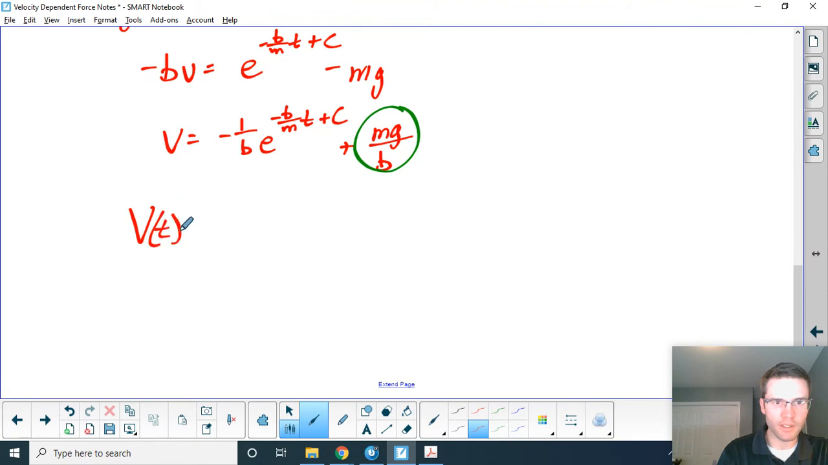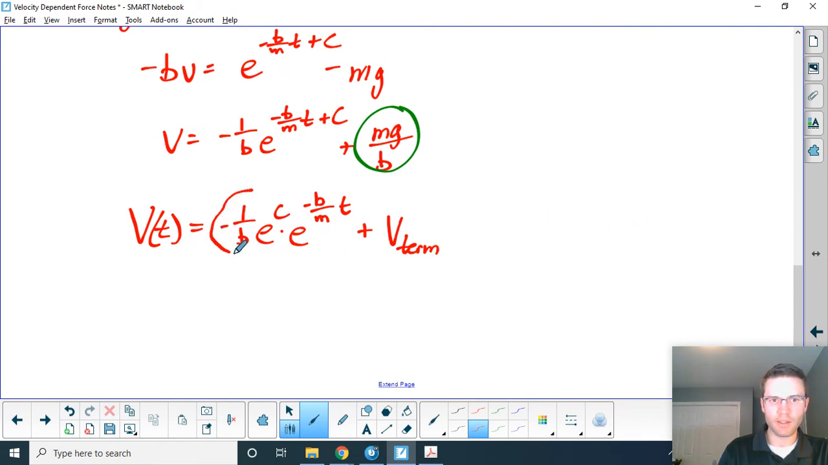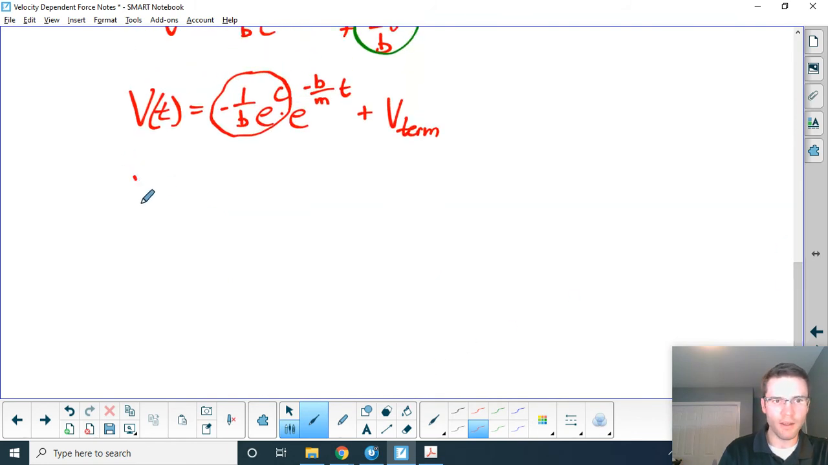So velocity is a function of time. We're almost there. Negative 1 over b times e to the c power times e to the negative b over m times t. Add powers, you multiply the variables, plus v term, our terminal velocity. Well, this is just a constant. So let's just call that c, and we're going to figure out what c is, and we're done. v of t equals c times e to the negative b over m times t plus v term.